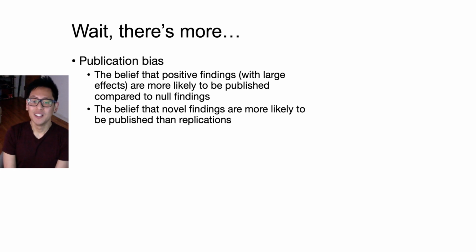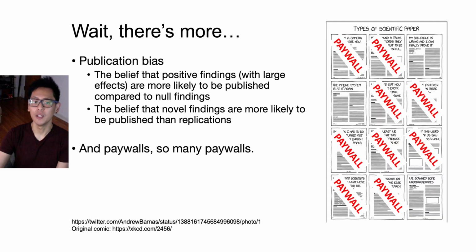And that's not the only bad news I have. We are also influenced by publication bias. Publication bias is the belief that positive findings, usually those with larger effects, are more likely to be published compared to null findings. And also the belief that novel findings are more likely to be published than replications. So this can contribute to the number of positive results in the literature and a lack of null results to correct what is happening in the literature, to correct those false positives. And in addition to publication bias, we have a system that currently has a lot of paywalls, so many paywalls.